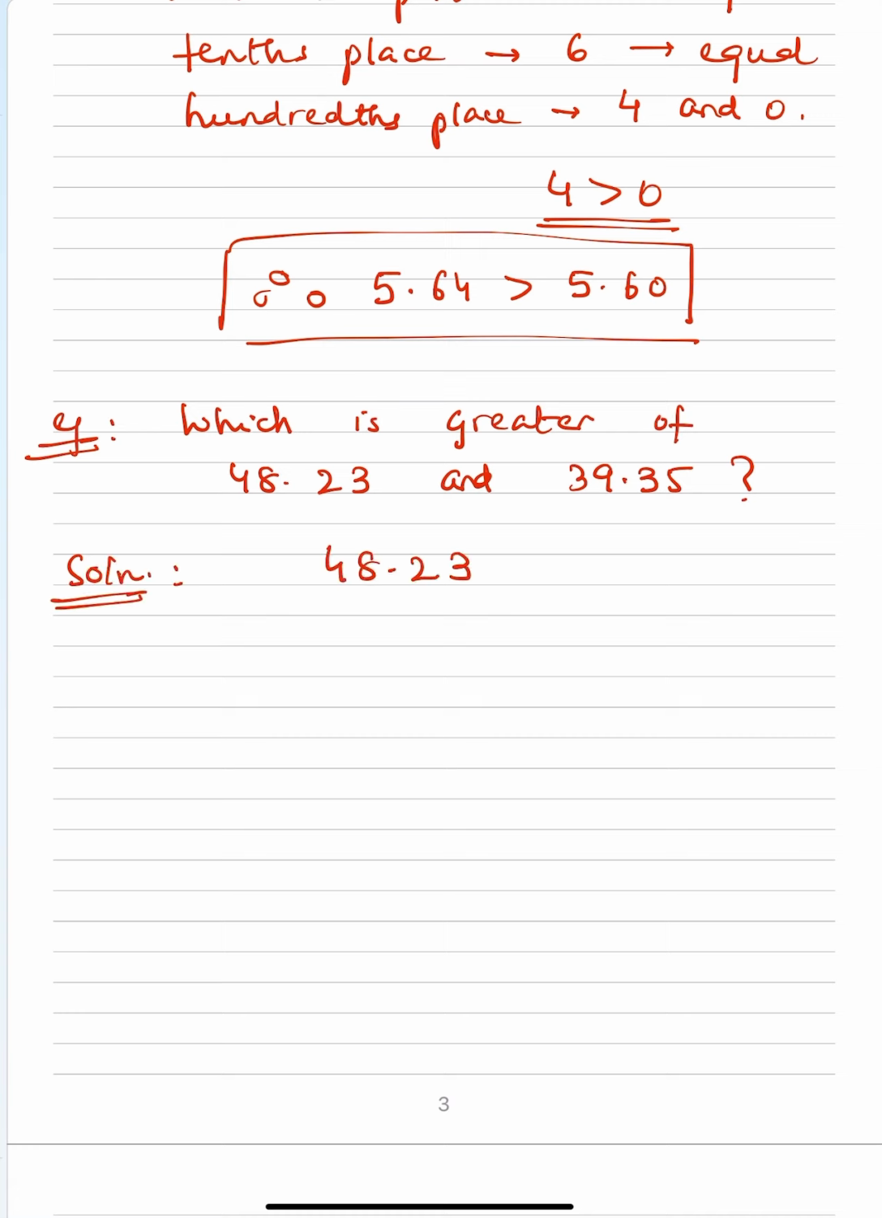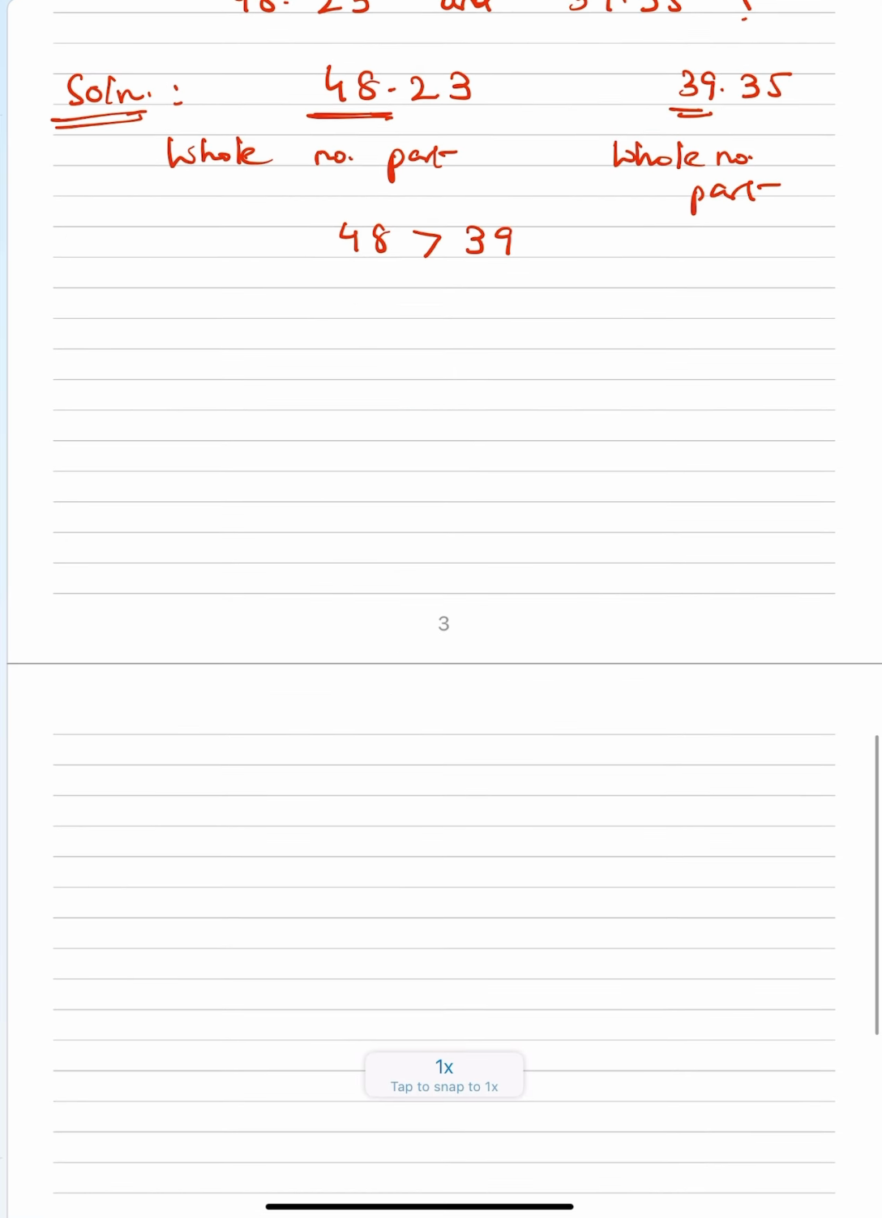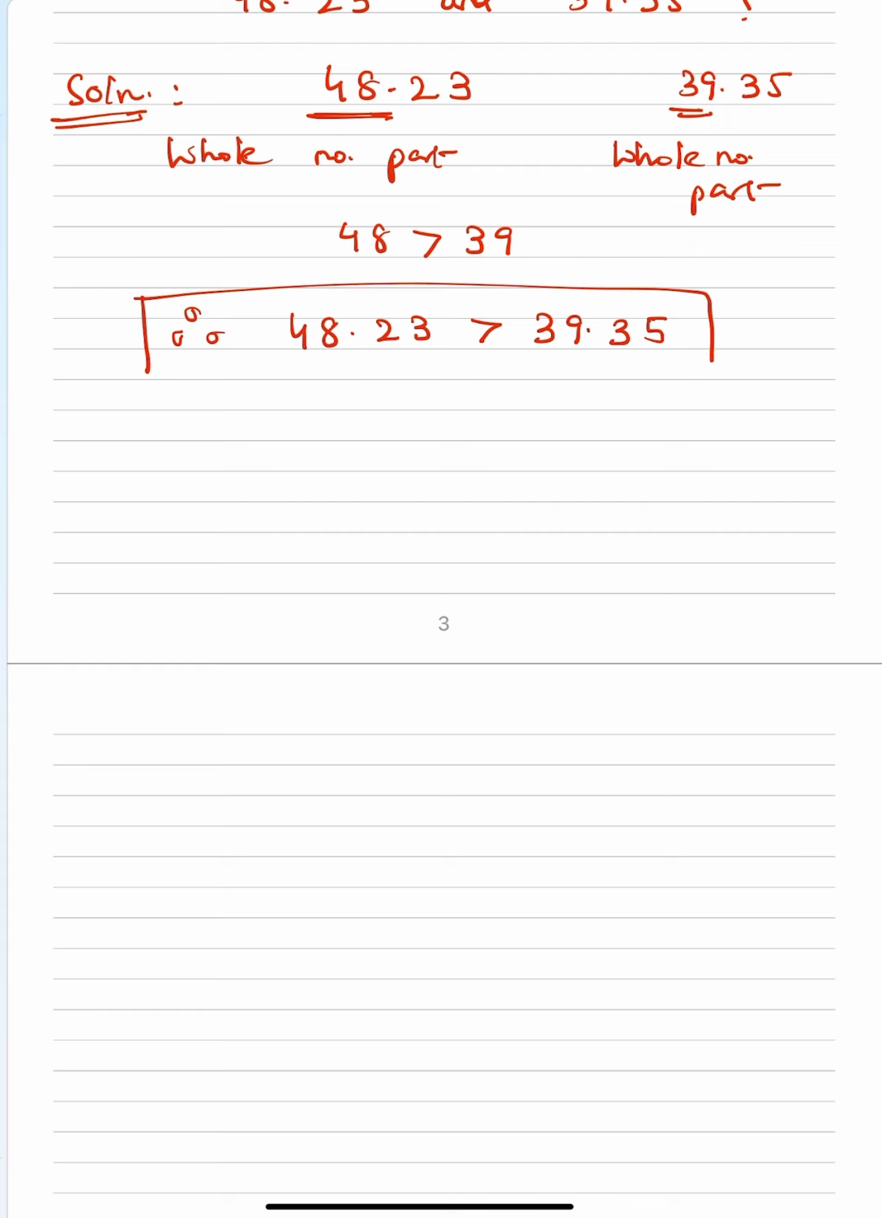48.23, here I will write, this is the whole number part, correct? And here it is 39.35. I don't have to go to the tens place here. This is also the whole number part. Now we know that 48 is greater than 39. Therefore we can write 48.23 is greater than 39.35. Got it? Here it is very easy. Directly from the whole number part only we can do.